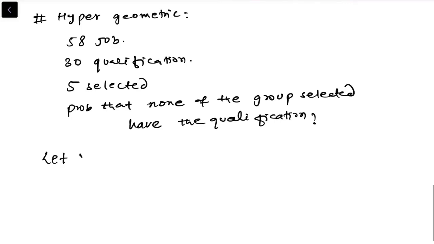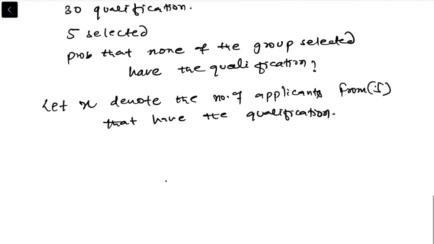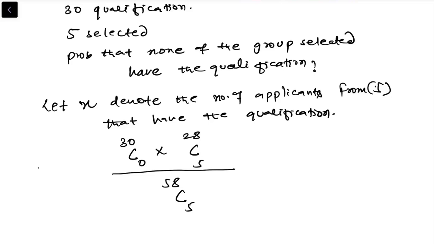So let X denote the number of applicants from the group of 5 that have the qualification. We have to choose 5 people out of 58, in such a way that none of them have the qualification. So we have to choose 0 from 30 and the remaining 5 from 28. This is the probability that none of them have the qualification. If you calculate this, you'll get 0.0214, and this is hypergeometric.